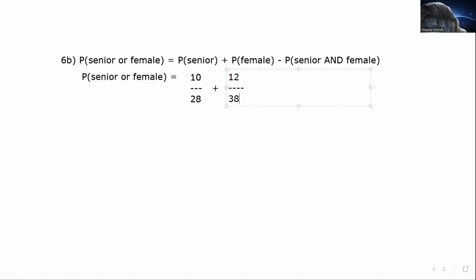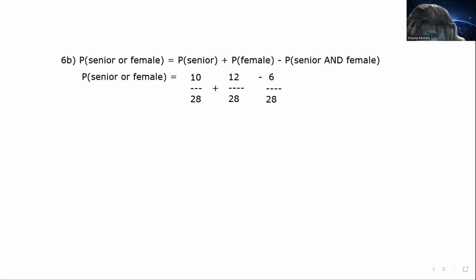And the probability of being both a senior and a female is 6 out of 28. And once again, we do some arithmetic. So let me go and put this on the screen.